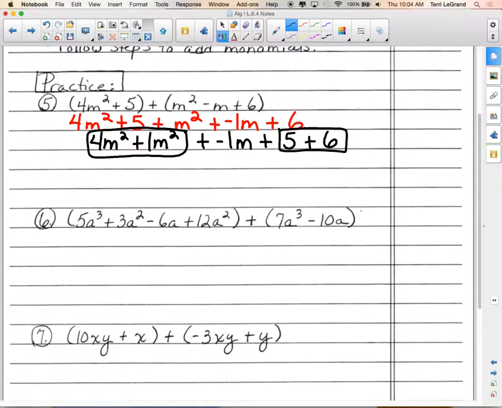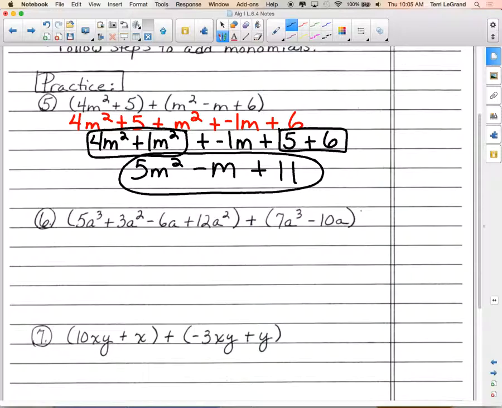Addition allows that. So we have, how many m squareds, class? 5. How many m's, class? 1. How can we clean that up? Just minus m. Back the way it was kind of up at the beginning, right? And then plus what? 11. Standard form, degree 2, degree 1, degree 0. It's in descending order. We cleaned it up.